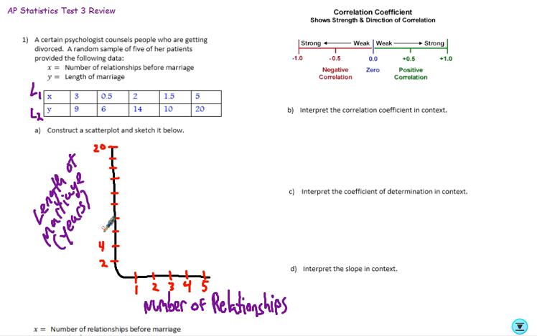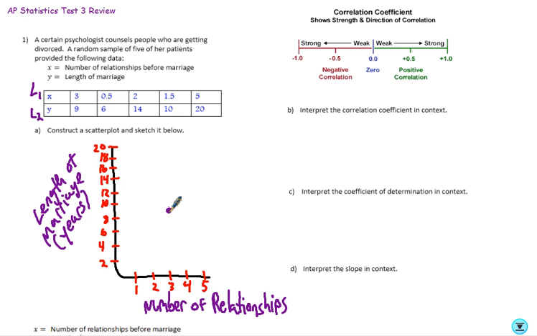It just would have ended up being maybe a little bit more on your paper, but we would have got exactly the same thing. Alright, so let's plot the points. So we've got 3, 9. So here's one of our points.